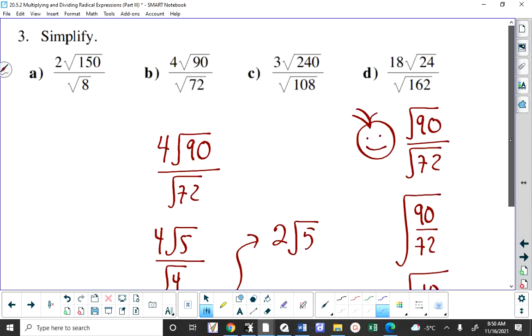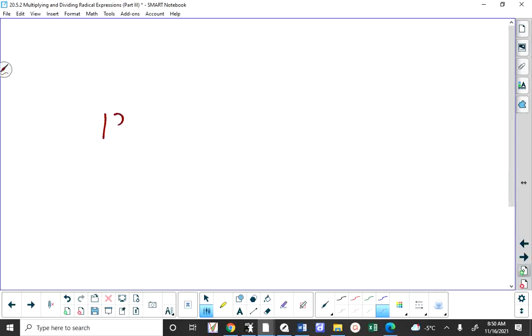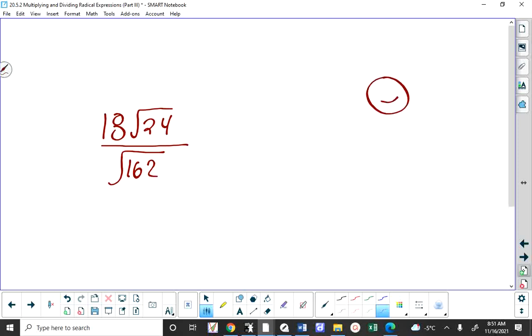But if you were to take, we'll try D, 18 root 24 over root 162. In my mind, I'm not even going to worry about the radicals here. I'm just thinking, what is 24 over 162? And again, there's lots of ways to whittle this down. Some of you are very good with fractions this way. I'm a little slower that way. I would probably divide top and bottom by 2. That's just the way my mind works. So I would get 12 over 81.